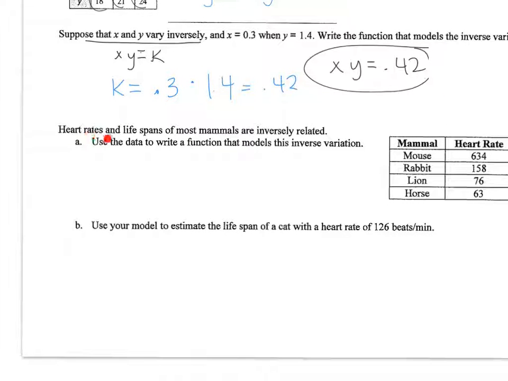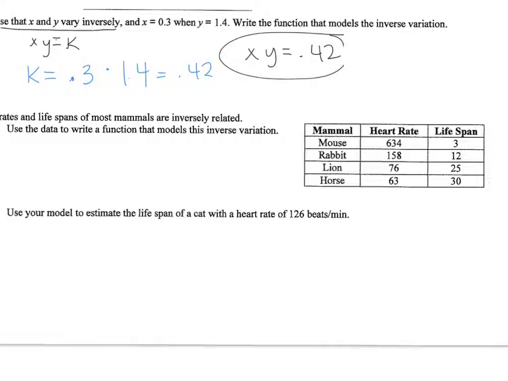Heart rates and lifespans of most mammals are inversely related. So we're going to write heart rate and lifespan. We'll let this be h and we'll let this be l. If they're inversely related, that means heart rate times lifespan equals some constant of variation k. To figure out the k, I have to multiply these. In real life, you're not going to have a 100% inversely related or direct variation relationship.